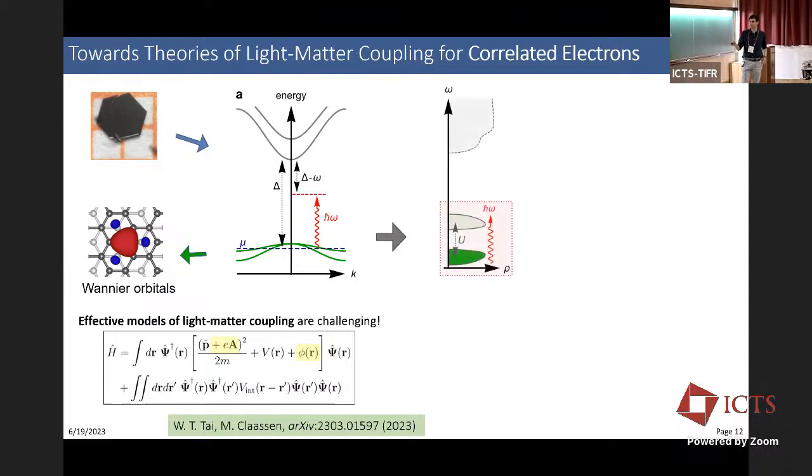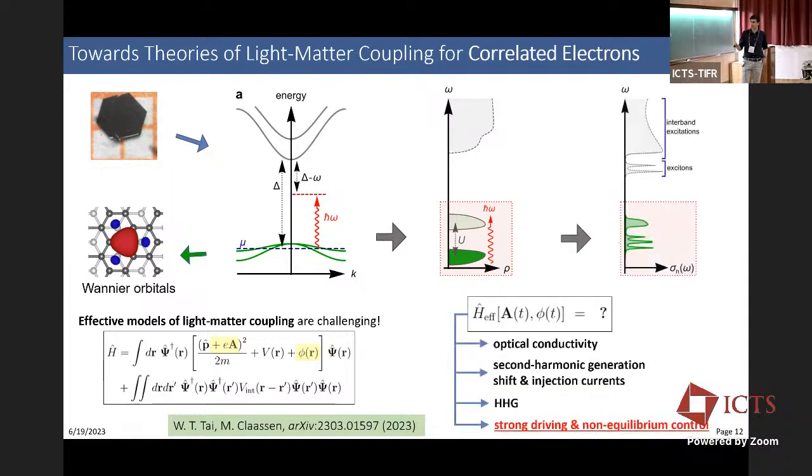Right, so then intuitively what I should guess is, okay, I say I have strong Coulomb interactions, I might form a Mott insulator in these bands, and really my response should just come from these low energy bands, which then gives me, say, an optical conductivity that is governed here only by the Mott insulator and interband excitations being far, far at higher energy. Now, effective models of light-matter coupling, however, are much more challenging.